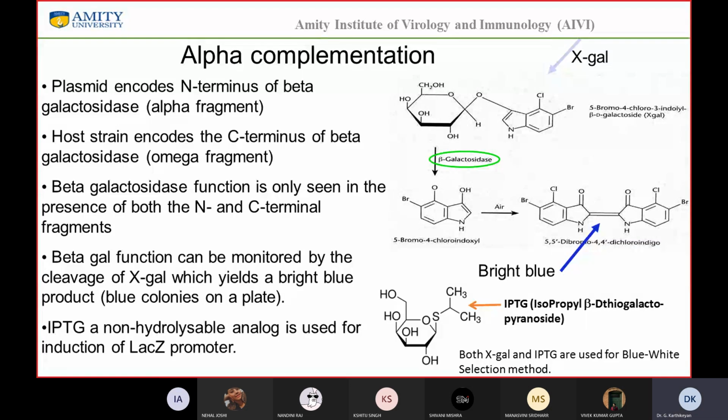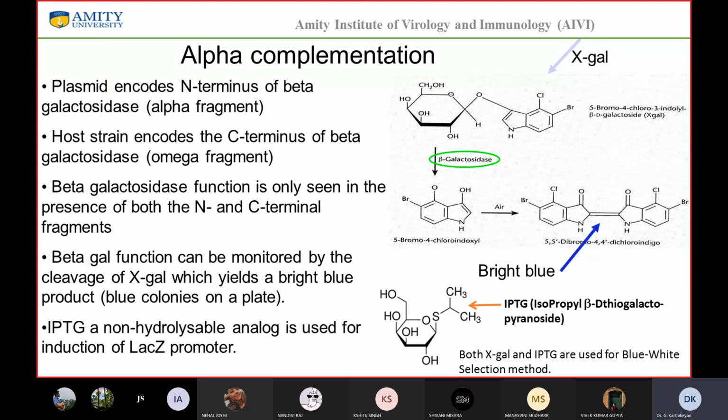Okay. So one thing that I inadvertently missed out last time was that when we do this alpha complementation, which is also called blue-white selection, the entire purpose is we need to drive the beta-galactosidase gene, right? And what is the substrate for beta-galactosidase? It is lactose, right? We don't generally use lactose in the medium, but instead we generally use LB broth. LB broth is a rich broth. It has all kinds of nutrients in it.